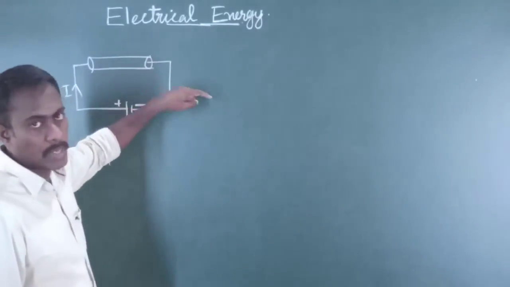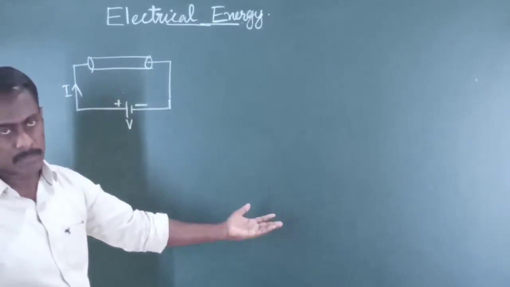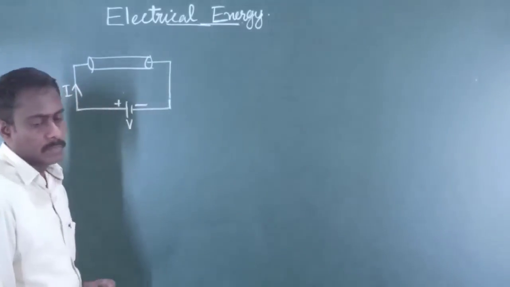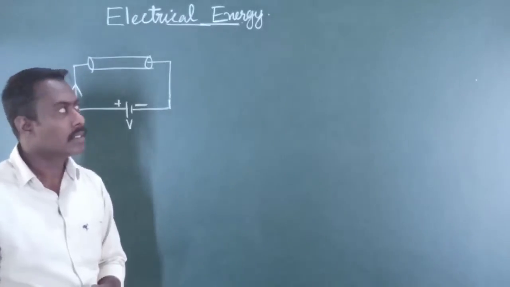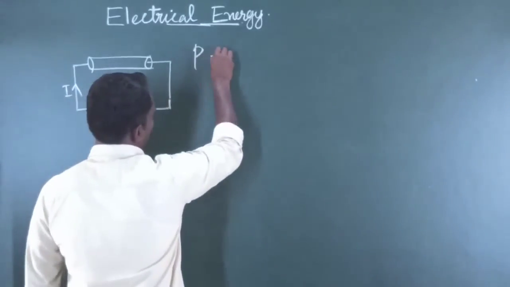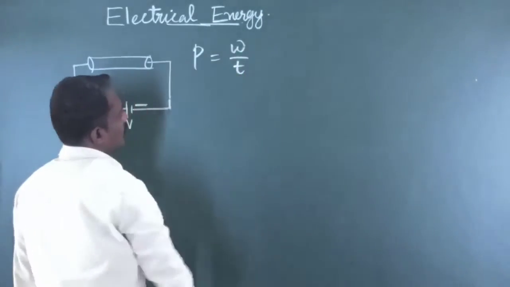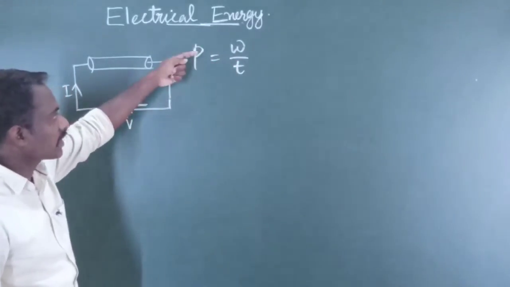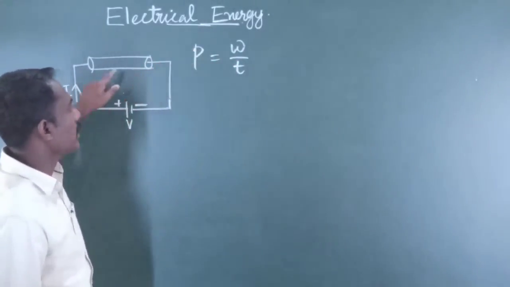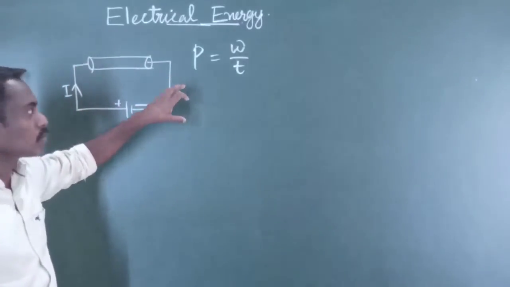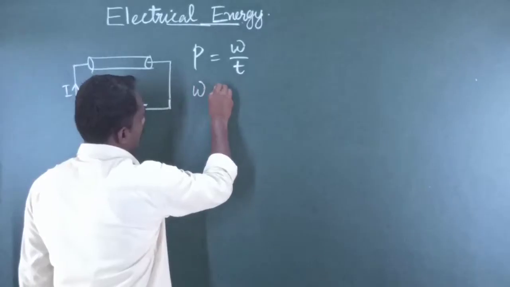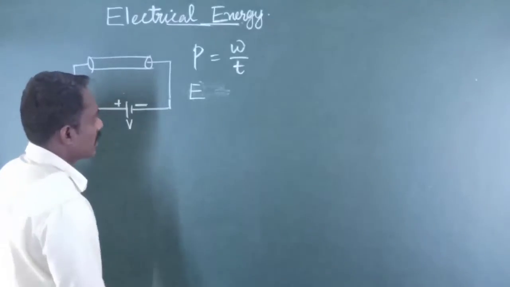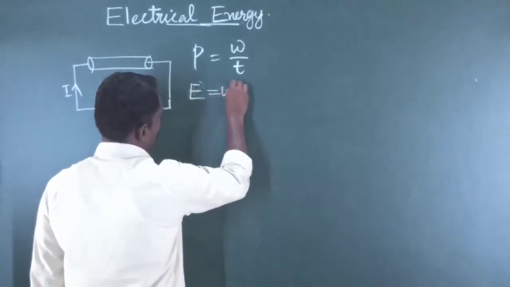From the equation for electrical power that we have already derived, P is equal to work upon time. In order to get the electrical energy, from this equation the electrical energy is the work done. That means the electrical energy is equal to the total work done for maintaining the flow of electric current through the conductor. So the electrical energy E can be written as equal to the work done.